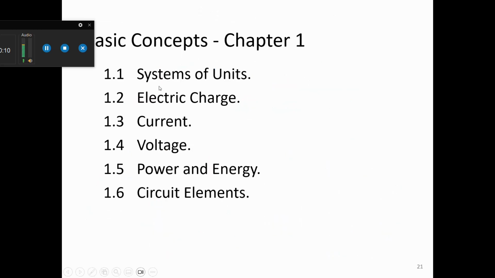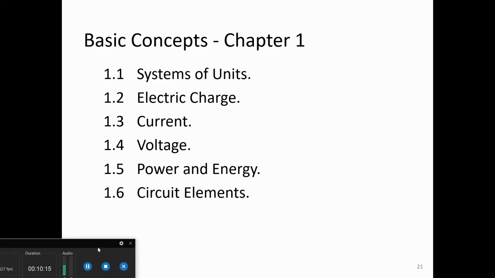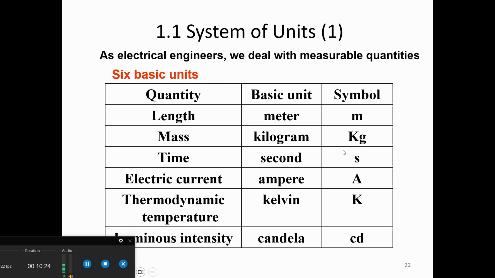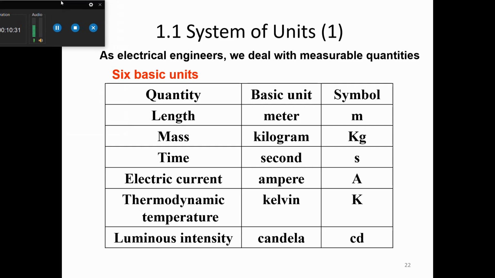So in the first chapter, we'll be focusing on basic concepts like the system of units, electric charge, current, voltage, power, and energy, and circuit elements, and we'll see what these are. So basically the units that are used to quantify different standard things are length, mass, time, electric current, thermodynamic temperature, luminous intensity.